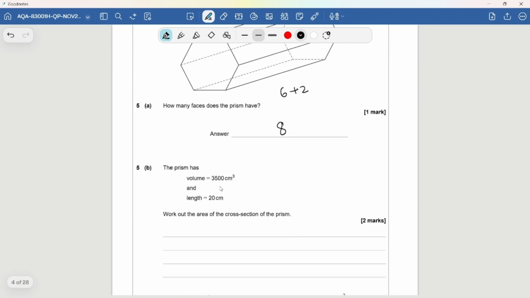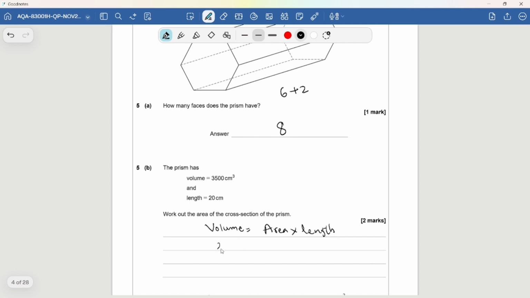The prism has volume 3500 centimeter cube and length 20 centimeters. Work out the area of the cross section of the prism. So we get the volume of any solid or the prism by timesing the area of the cross section with its height or the length of the prism.